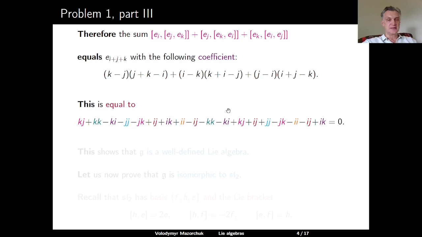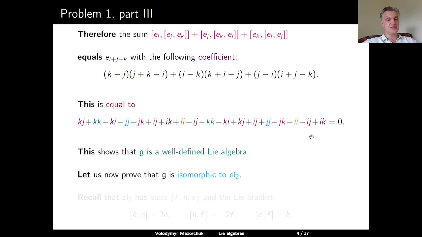So here in this line we highlighted the things which cancel by the same color. So kj minus jk plus kj minus jk, these terms will cancel. Plus kk minus kk, plus ii minus ii, and so on. It's easy to see that in this line everything cancels. And this shows that the Lie bracket in our algebra satisfies the Jacobi identity and is anticommutative, so indeed G is a well-defined Lie algebra.